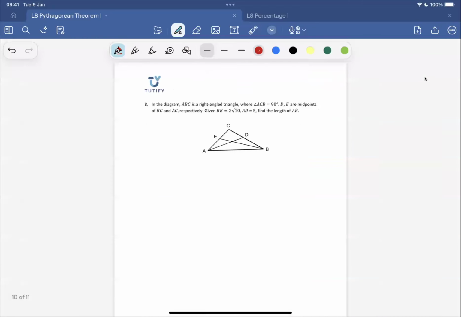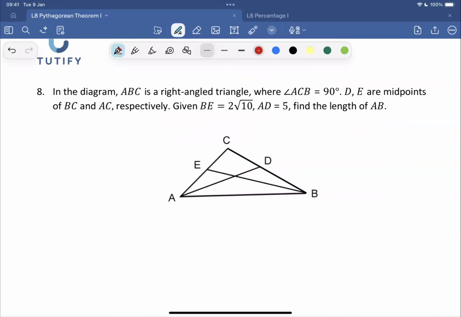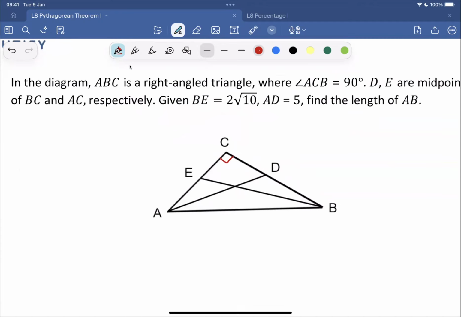Okay, let's take a look at question 8. Oh, this is another one that is not so straightforward, okay? Don't worry. Let's read the question first. They say that ACB is 90 degrees. D and E are the midpoints, meaning that this length is the same as this length. This length is the same as this length because D and E are right in the middle, okay? So, BE is 2 square root 10. The length of BE is 2 square root 10.